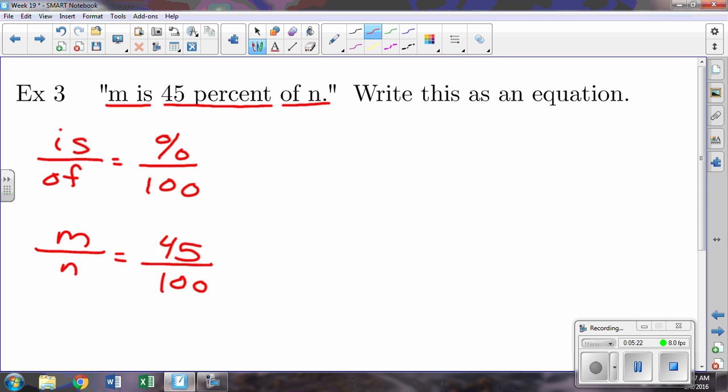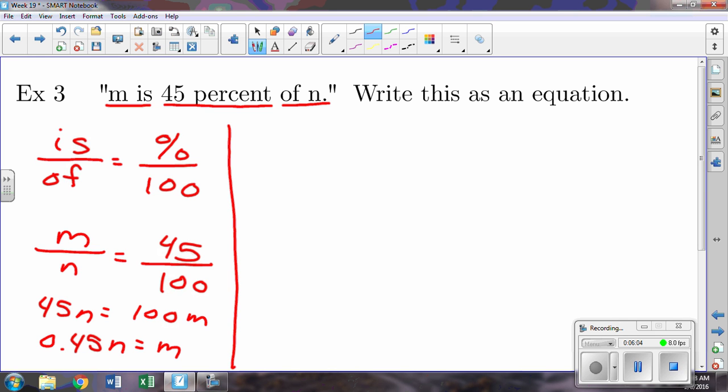We know that we'd be able to cross multiply this and say 45n equals 100m. And just to further elaborate on this, if we were to divide both sides by 100, 45 divided by 100 is 0.45, so 0.45n equals m. And so here's one correct way to set this up. It is not the only correct way.